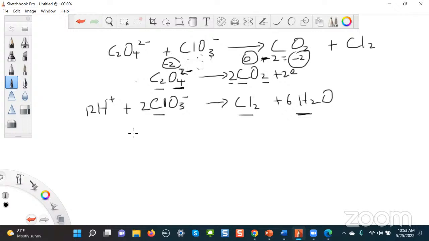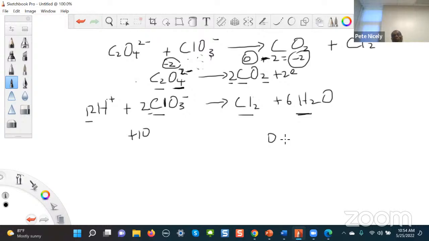Is it 10? Plus 10, exactly. Because you have 12 plus charges and -2. And how many charges do you have total on the right side? 0. Okay, very good. So the question now is, to which side would you add electrons and how many would you add? You would add it to the left side. How many? 10. Exactly. So you're going to add 10 electrons to the left side.